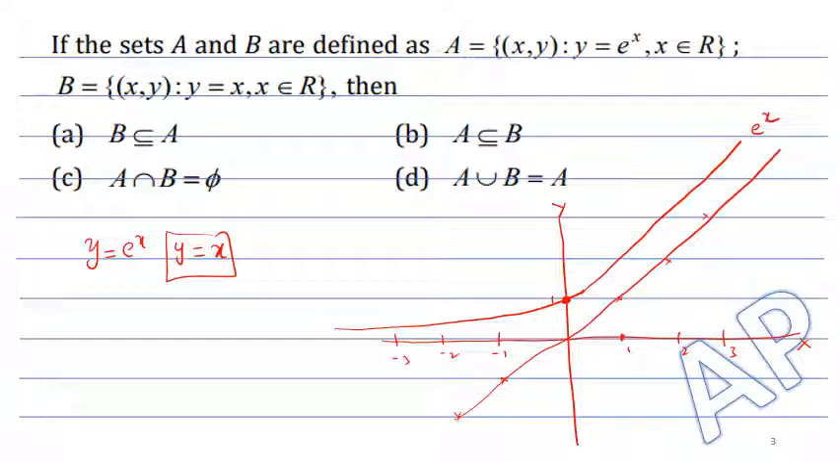So clearly these do not intersect. This is y is equal to x. When we look at these two graphs, we can understand. They are not meeting at a point. They are not intersecting. So A intersection B is empty set. This is the right choice. Option C is the correct answer.